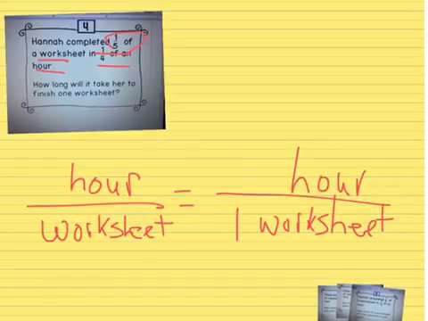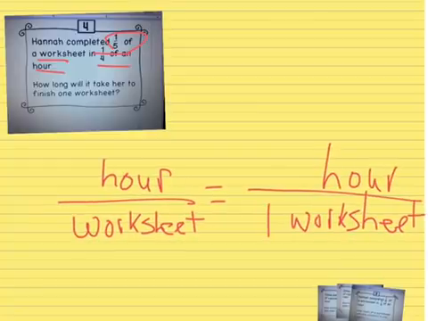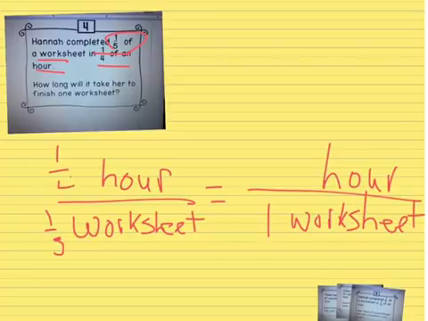All right, so I'm going to fill in what I have from the problem. So it says Hannah completed 1/5 of a worksheet. So that actually goes right, let me scoot this over a little bit, that actually goes right here. So 1/5 of a worksheet, 1/5 goes right here. And in 1/4 of an hour, so 1/4 goes on top. So now I can use that information to figure out my unit rate.